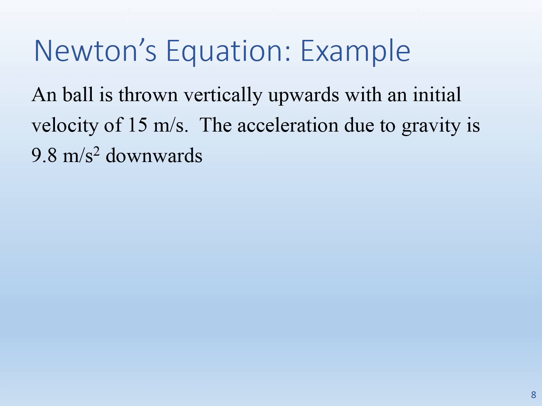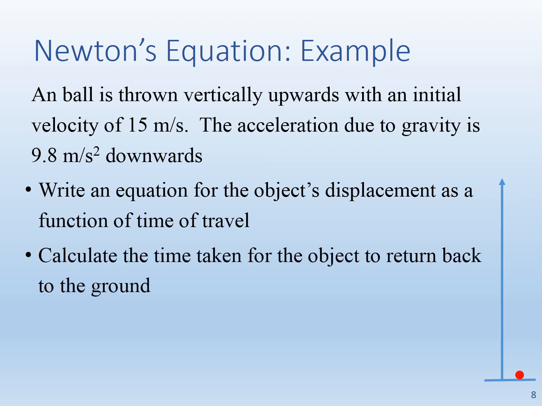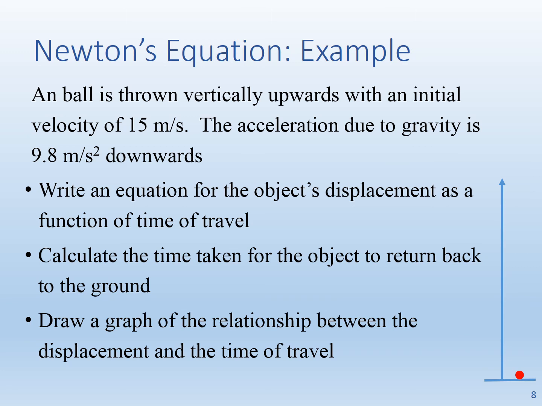The acceleration due to gravity is 9.8 meters per second squared downwards. So the object gets thrown upwards and it comes back down again to the ground. We're asked to write an equation for the object's displacement as a function of time of travel. We need to calculate the time taken for the object to return back to the ground. And we're asked to draw a graph of the relationship between the displacement and the time of travel.